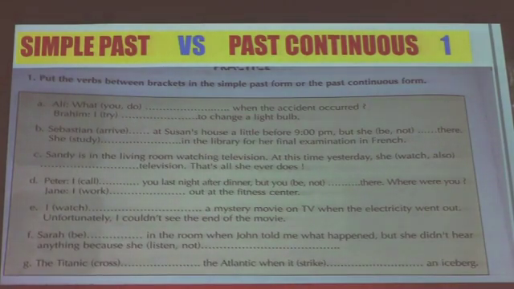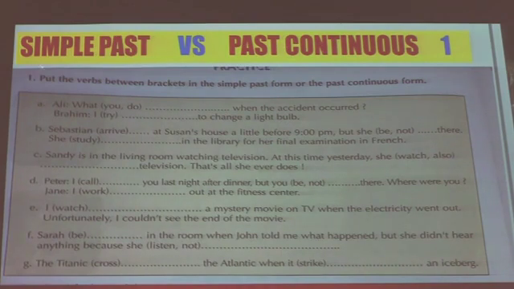Now in this exercise we're going to see the difference between the simple past form and the past continuous form. So as we have seen before, we use the simple past for an action that took place in the past and the action is over. Now, we use the past continuous for actions that took place in the past and the action was long. Okay? And whenever these two tenses are used together, we use the simple past for the short action and the past continuous form for the long action. Okay?